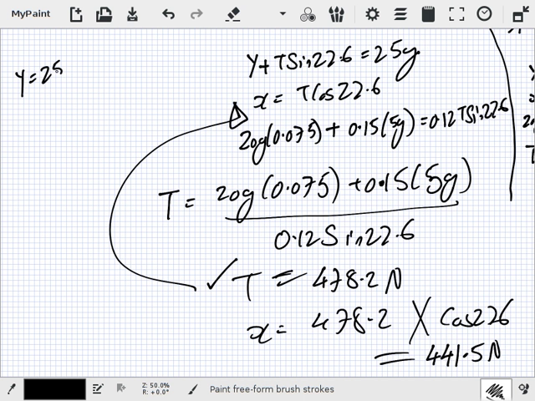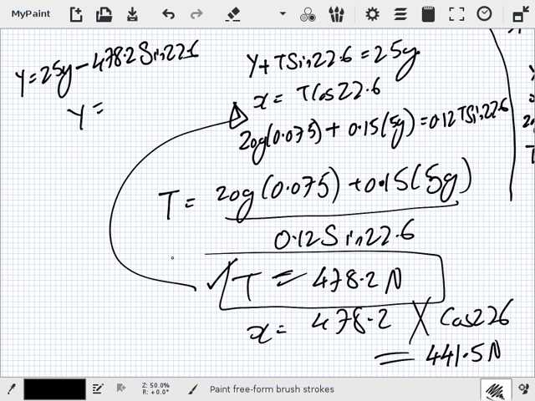The Y is 25g minus T sine 22.6. So now I have the Y. Oh wait, stop! Sorry, the question is only asking what the T is, so stop there. I did enough.